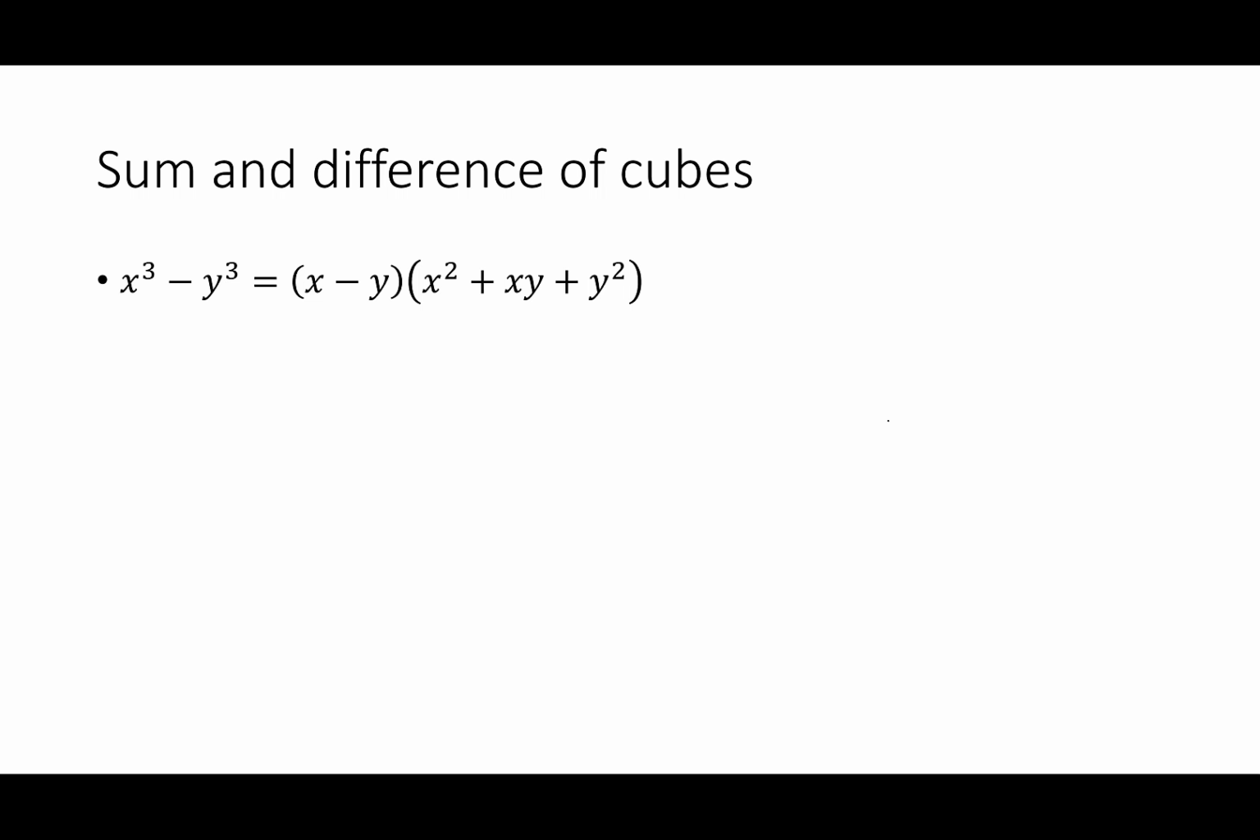x cubed minus y cubed is x minus y, then x squared plus xy plus y squared. The sum, x cubed plus y cubed, is x plus y, then x squared minus xy plus y squared.